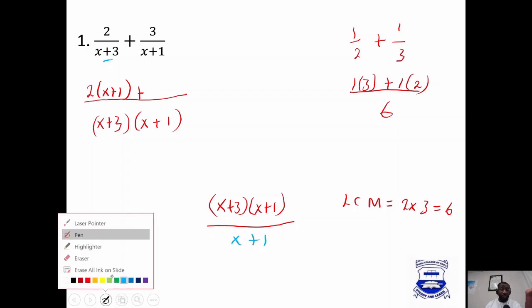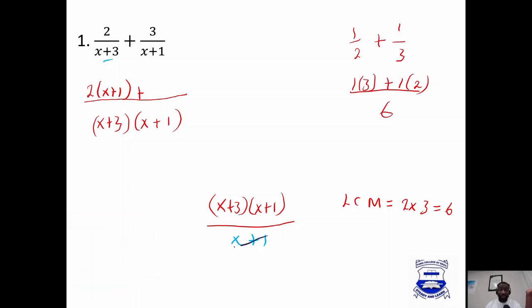And if I'm dividing by x plus 1, then x plus 1 is going to cross out x plus 1, and we are left with x plus 3, right? So when I go back here, I'm going to multiply my numerator, which is 3. 3 parenthesis, what is left here is x plus 3, right? So I'm done with it. This was just to help us understand how we had our new numerator, right?